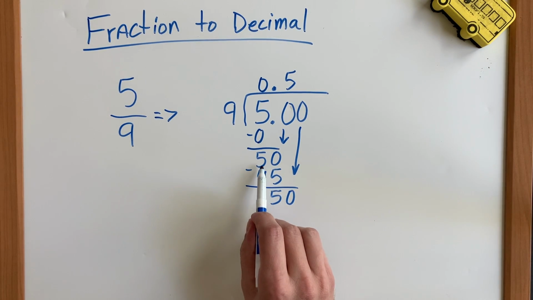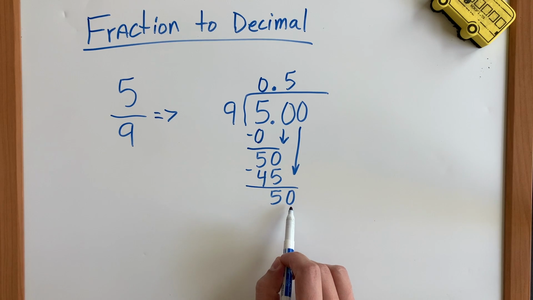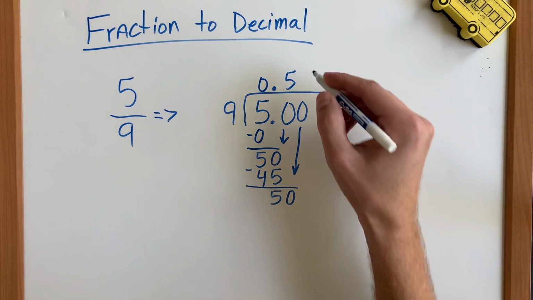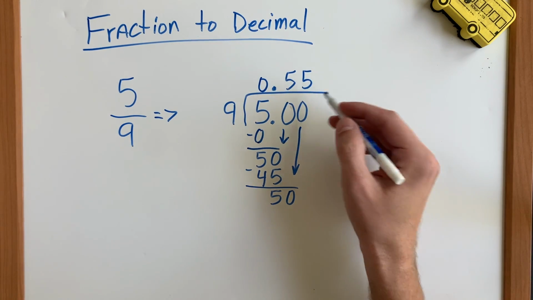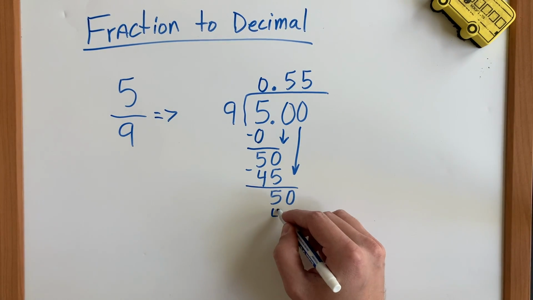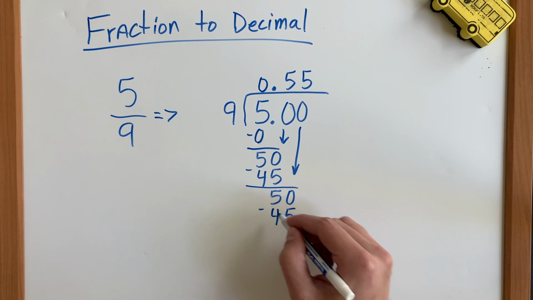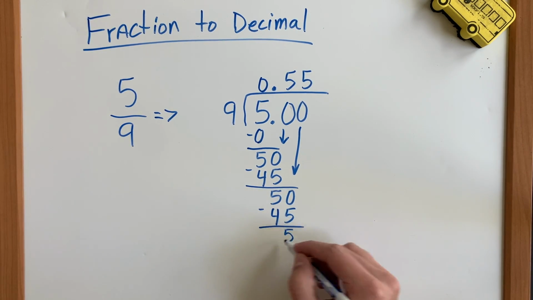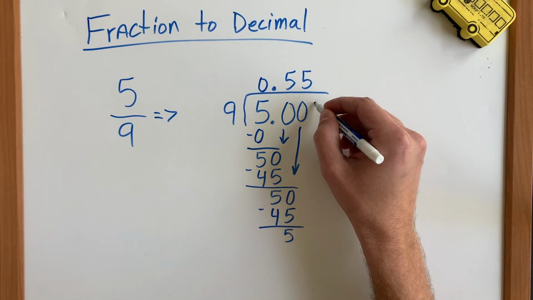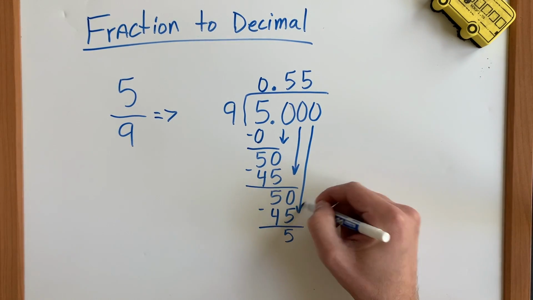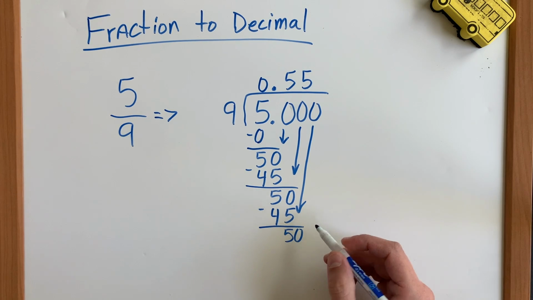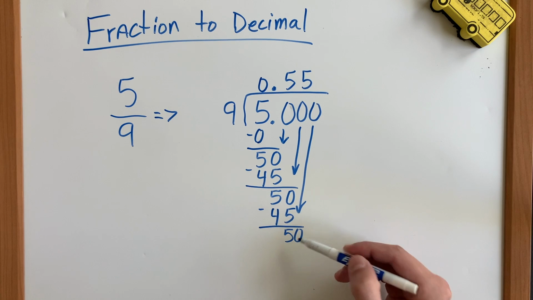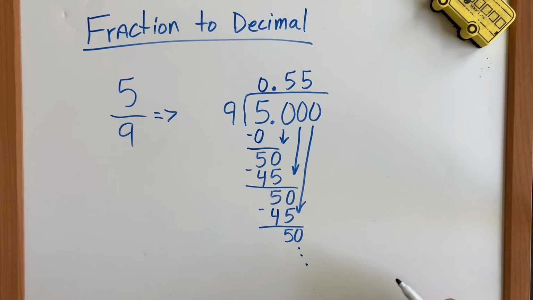Wait a minute, I just had a 50. What do we do? We do the same thing. 9 goes into 50 5 times, and 5 times 9 is 45. This is looking kind of familiar. Let's go ahead and subtract. We have 5 left over, so we need to add another placeholder 0, and we bring that down. And look at this. I've had 50 again and again, and this is going to go on forever.